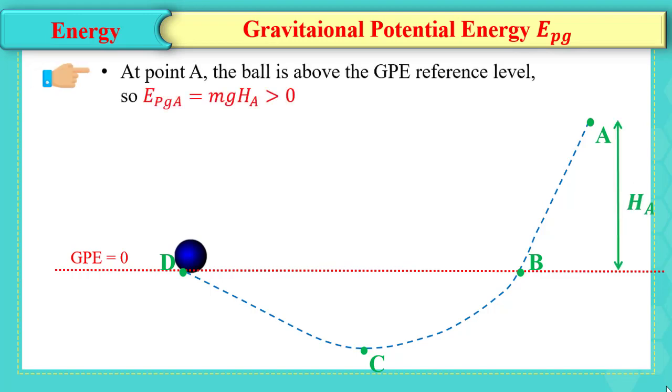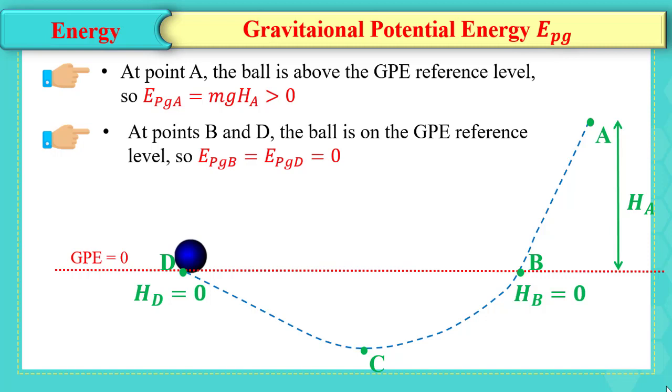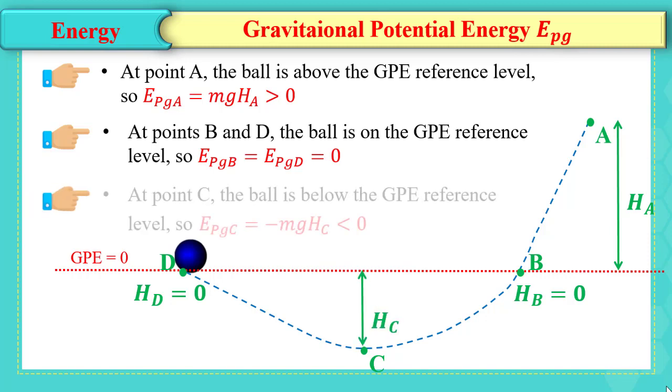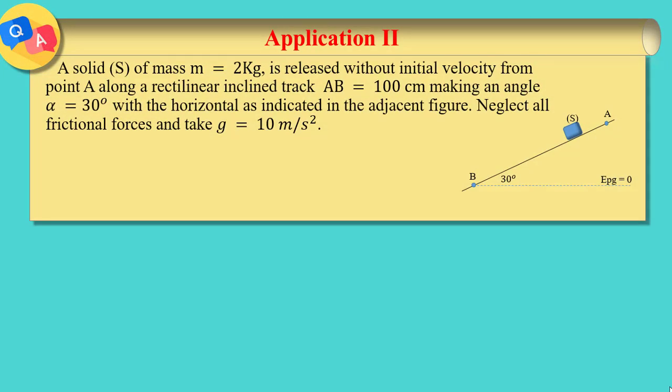In this case, at point A, the ball is above the gravitational potential energy reference, so the potential energy at A is positive. At points B and D, the ball is on the gravitational potential energy reference level, so the potential energy at these points is 0. At point C, the ball is below the gravitational potential energy reference level, so the potential energy at this point is negative.